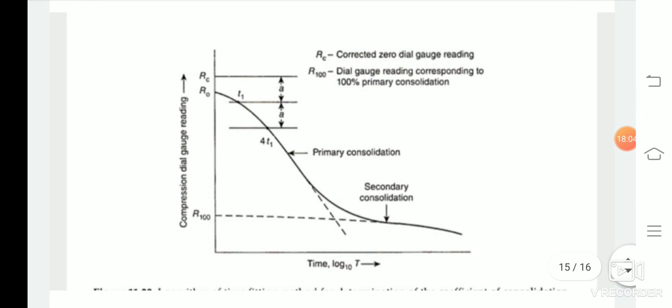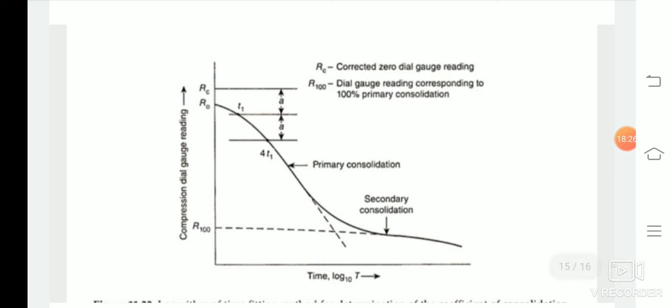First, what we need to do? We have to plot the dial gauge reading for the given stress increment with time on the x-axis on a log scale whose base is 10, and the dial gauge reading on the y-axis. Then we have to measure the vertical distance A on the curve between points corresponding to time t equals 1 minute and t equals 4 minutes. The corrected dial gauge reading RC is obtained by drawing a horizontal line at a vertical distance A above the point corresponding to t equals 1 minute.